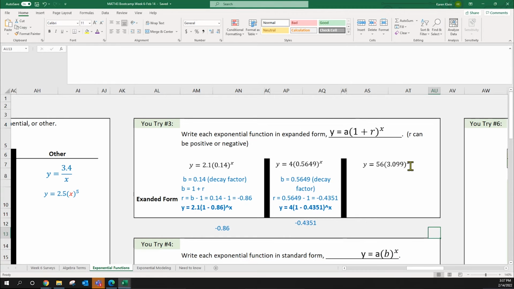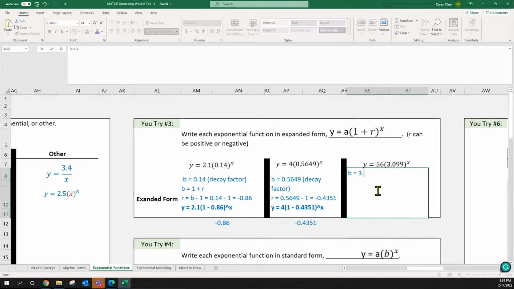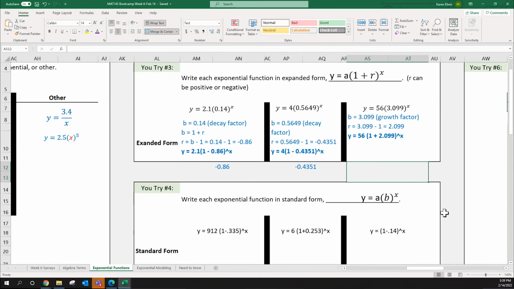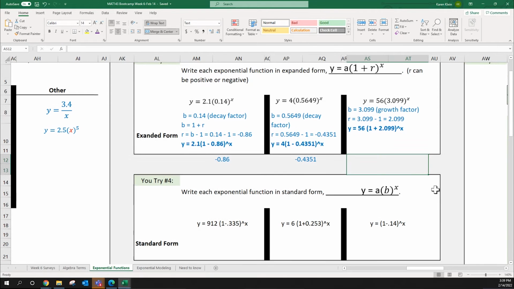All right, if you haven't already, do this third one and post your answer in the chat. Yeah, so when we have values that are over 1, they're actually a little bit easier to calculate because all we have to do is separate out the addition of 1. So we have 56 times 1 plus 2.099, and that's raised to the power x. Now, going in the opposite direction, it's pretty simple because all we're doing is simplifying what's in our base.